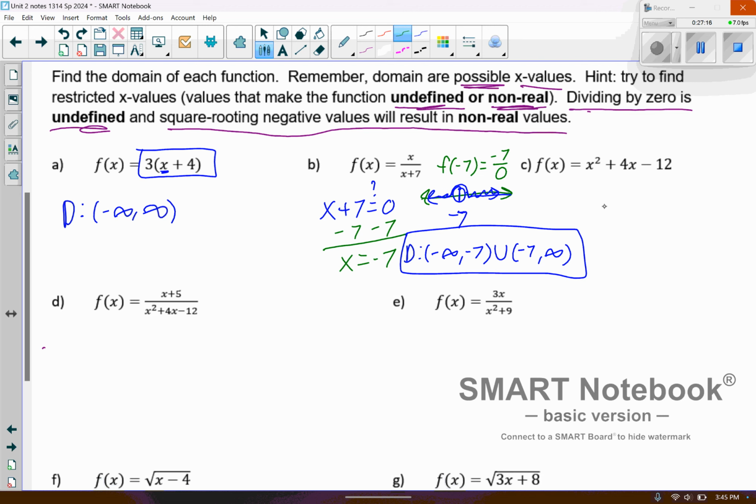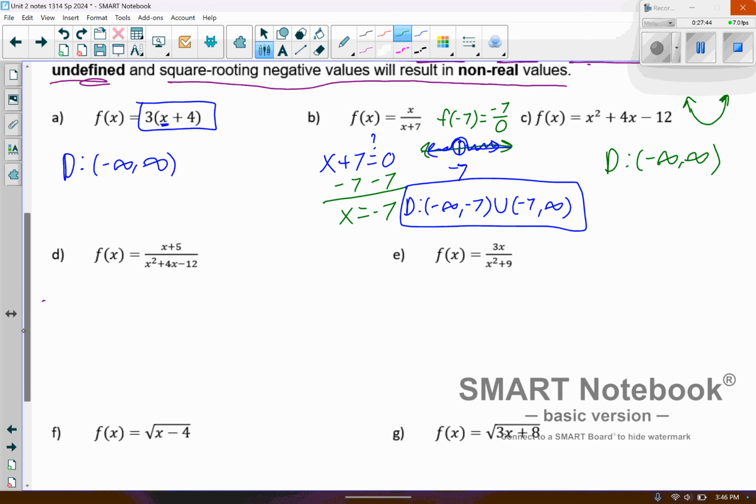Okay, looking at example C, we've got x squared plus 4 times x minus 12. I don't see a fraction. I don't see a square root. You're fine. You can plug in whatever you want, and it shouldn't give you any issues. By the way, if you were to graph this, it's one of those parabola ones, the one that has that bowl shape to it. And so it goes left and right indefinitely. So that's going to be from negative to positive infinity.